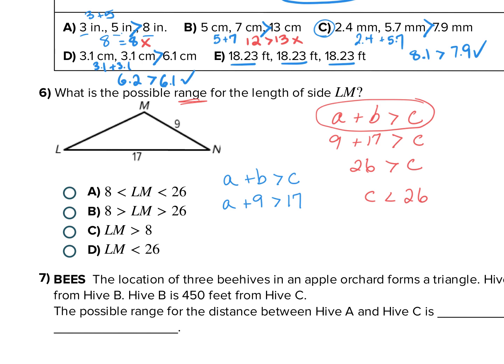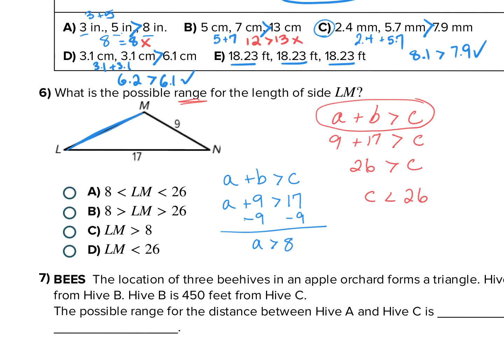Okay, so to solve for A, to get A by itself, I'm going to treat this like any other algebraic problem. I'm going to subtract 9 from both sides. So A would have to be greater than 8. So this side, LM, we treated LM as both possibly the shortest side and the longest side.